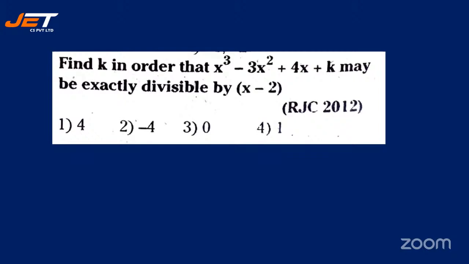Find k in order that x cube plus 3x squared plus 4x plus k may be exactly divisible by x minus 2. All right, so what is the value of k? Quickly work it out and then give me the answer. Let's see how many are going to give me the answer. What is the value of k? X cube minus 3x squared plus 4x plus k. Yeah, so quickly, students.